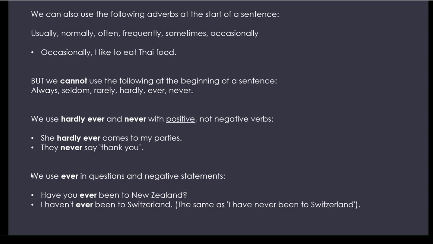And the last rule is we use ever in questions and negative statements. Have you ever been to New Zealand? Here we have a question. I haven't ever been to Switzerland. Here we have a negative statement, and it's also the same as I have never been to Switzerland. See, when we use never, we cannot use a negative form of the verb. But with ever, we can use it.